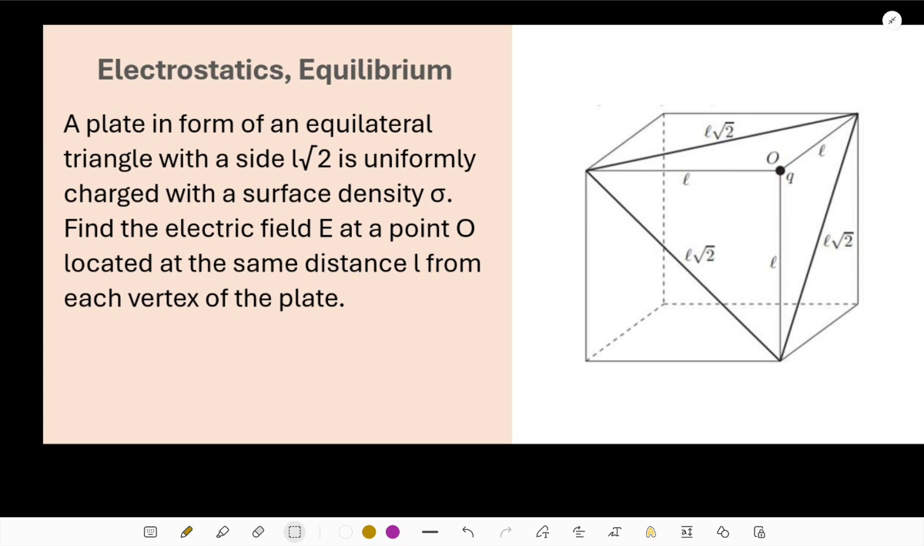It is uniformly charged with a surface density sigma. Find the electric field E at a point O located at the same distance L from each of the vertices. Oh, we need to find the electric field. So you can see this picture. But before seeing all those things, we will derive a useful general formula.